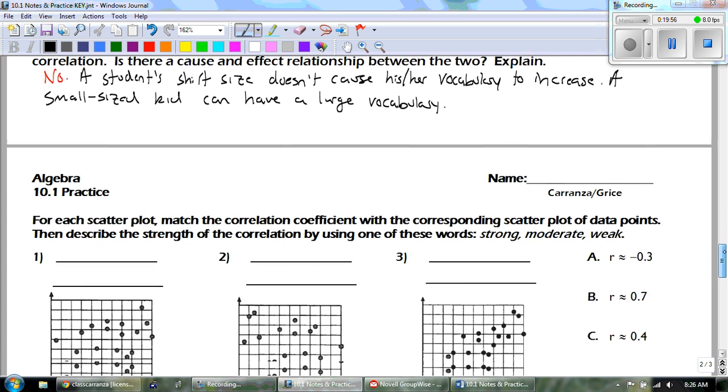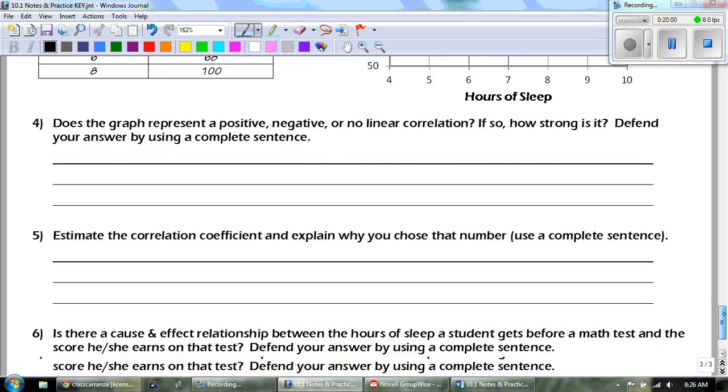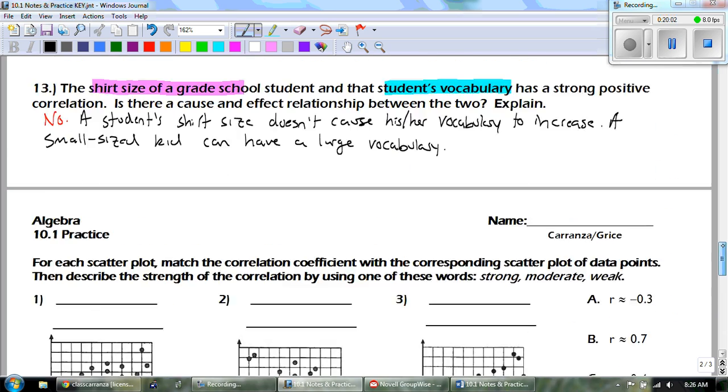So your homework is 10.1 practice. And if you have any questions, come find us.